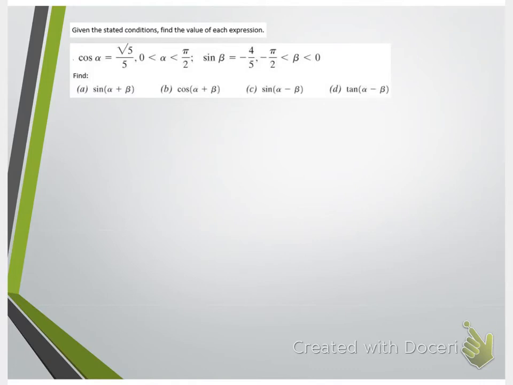Given the stated conditions, find the value of each expression. Notice I'm going to do these sum and difference formulas, and all of them require that you can do the sine of alpha, the cosine of alpha, the sine of beta, and the cosine of beta. If you look at what they give you, we know what the cosine of alpha is, and we're told that alpha is in the first quadrant. So we can figure out what the sine of alpha is, can't we?